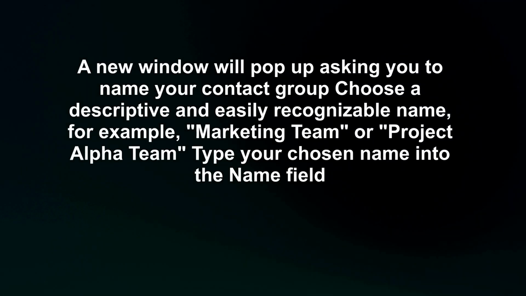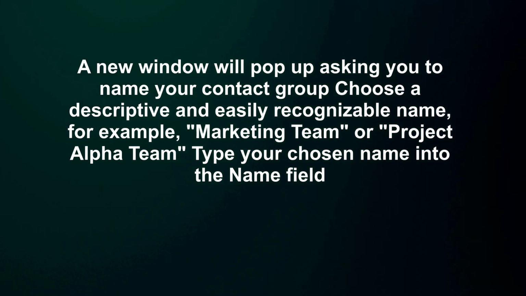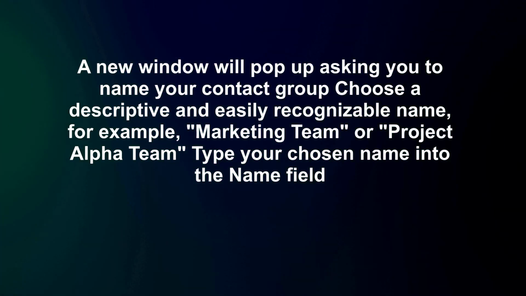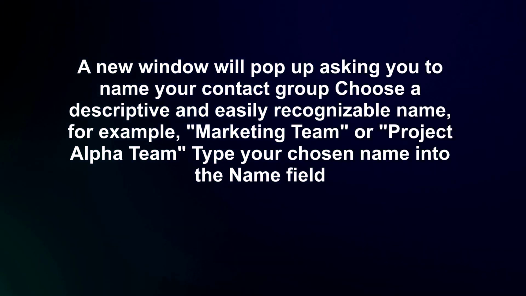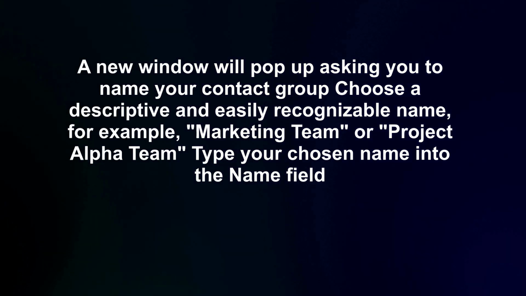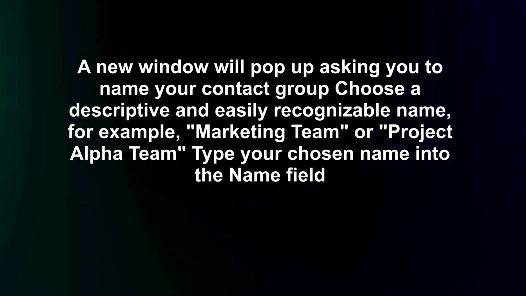A new window will pop up asking you to name your contact group. Choose a descriptive and easily recognizable name, for example, Marketing Team or Project Alpha Team. Type your chosen name into the name field.